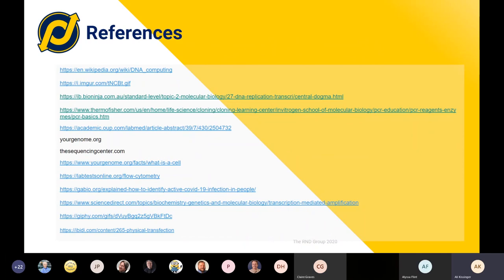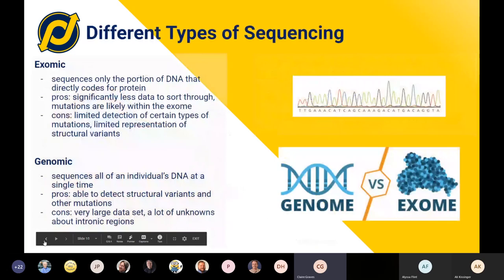Hey, Allie, I got a pinged question that I wanted to clarify real quick. Yeah. Just to clarify, as far as what next-gen sequencing is, it's just a fancy term basically for the new methods of sequencing.